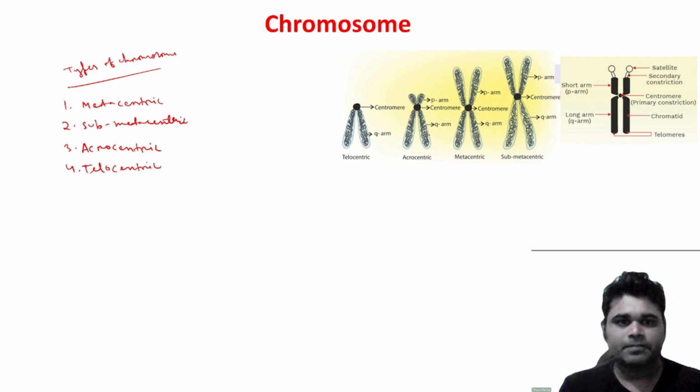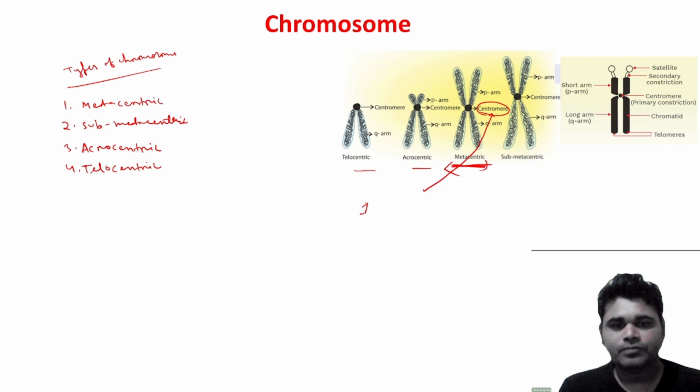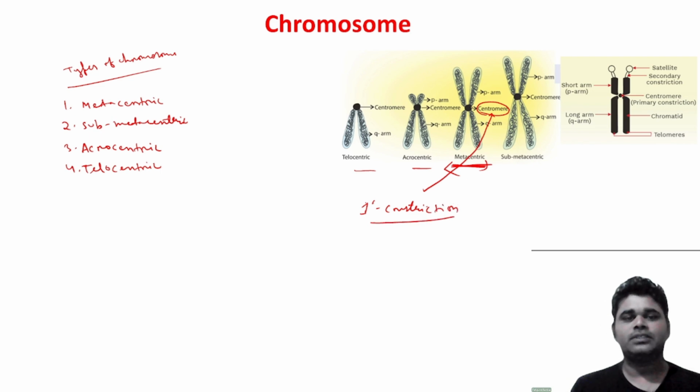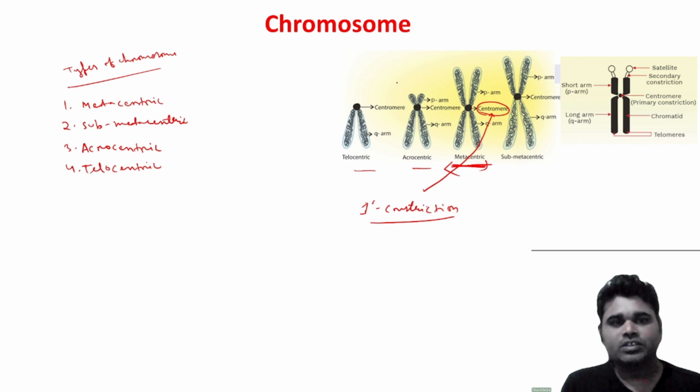So look at this structure. They are the different types of chromosomes. Look at this metacentric chromosome. In the metacentric chromosome, this is the centromere, or the centromere is also called the primary constriction. Primary constriction means here it forms a gap, or it divides these 2 arms of the chromosome. So this is the centromere, and in the metacentric chromosome, the centromere is present at the middle.